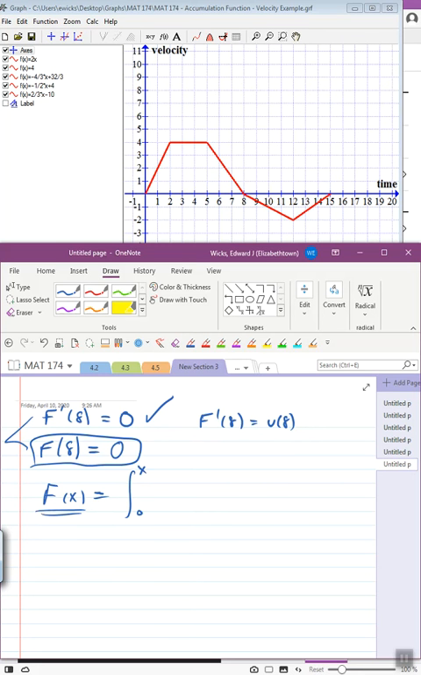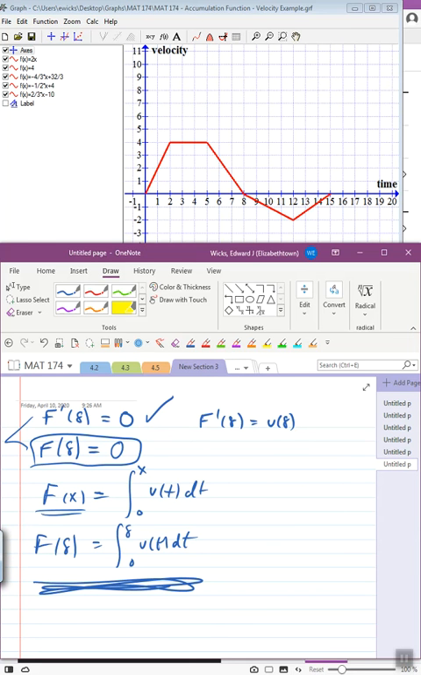Remember that the F is the accumulation function. So if I ask you, what is F of 8, we're simply asking, what is the integral from 0 to 8 of v of t dt? Well, if you look in that picture, there's clearly an x-intercept, or a t-intercept, at 8, which means I would interpret this integral geometrically as the area under that trapezoid. Now, do you see that that trapezoid could be split up into 3 parts?